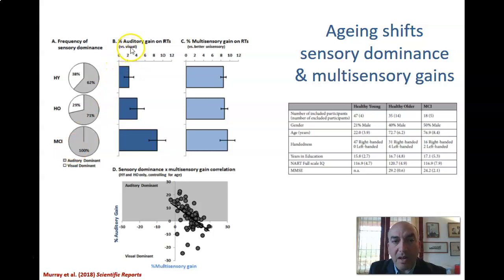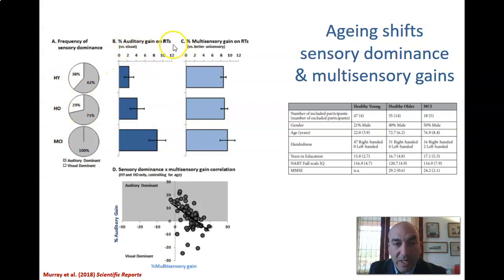We can quantify this auditory gain and see again that this seems to increase as one shifts from healthy young to healthy older to mild cognitive impairment. By contrast, the multisensory gain on reaction times as a percentage versus the better of the two unisensory conditions seems relatively stable as one goes from healthy young to healthy older to mild cognitive impairment.